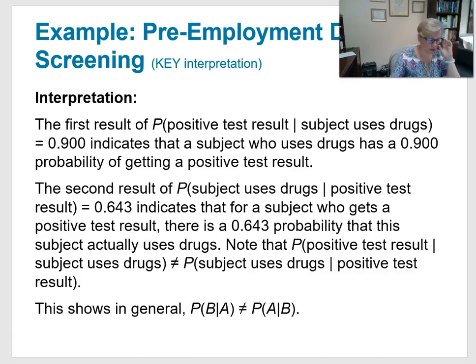When you're manipulating those, just because you have a probability that you have a positive test result given that they use drugs isn't going to give you the same probability as the subject uses drugs given that they had a positive test result. Those two things are going to be very different. So again, wording is going to be crucial in these problems, and that's usually where students can sometimes struggle, because the wording can be a bit tricky and you really have to think about what you're doing.